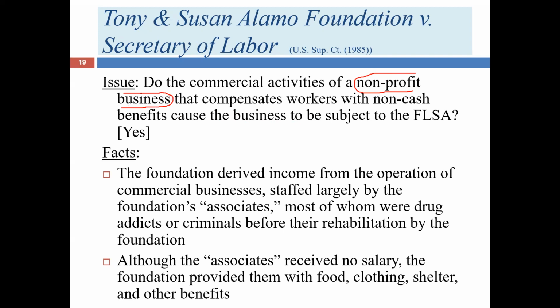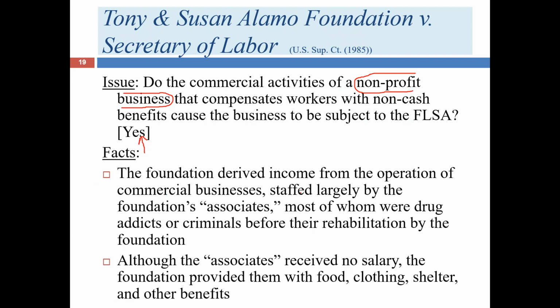So, do the commercial activities of a nonprofit business that compensates workers with non-cash benefits cause the business to be subject to the FLSA? And fortunately for those poor workers, the answer was yes. So, let's look at the facts of this case.